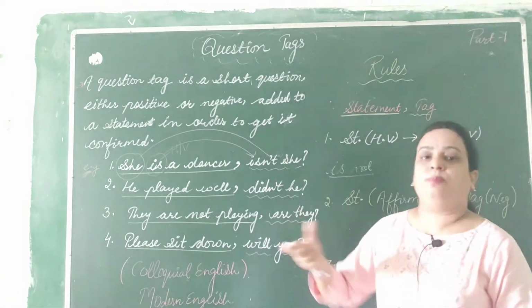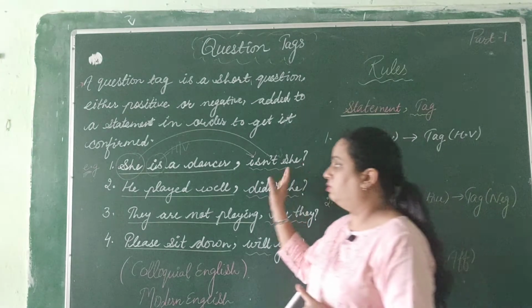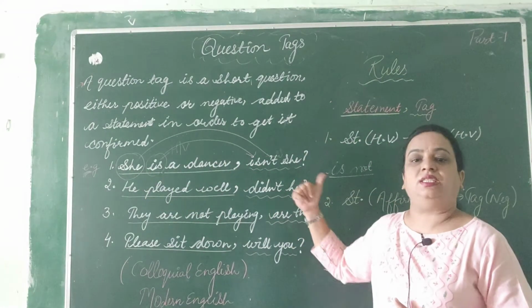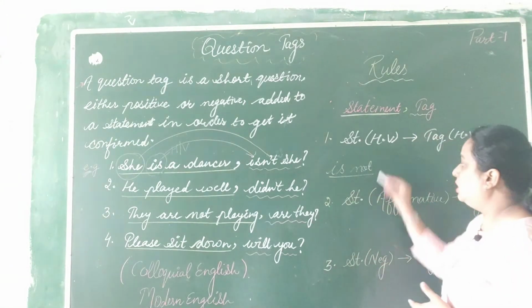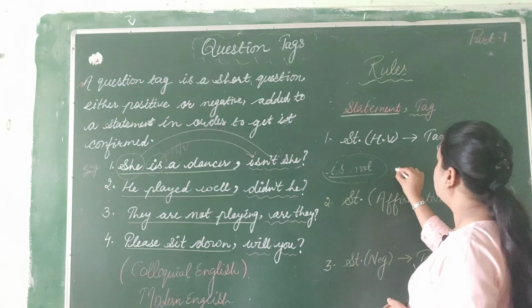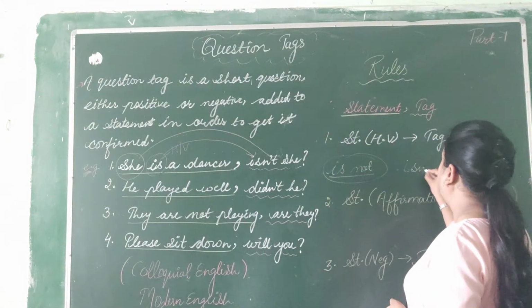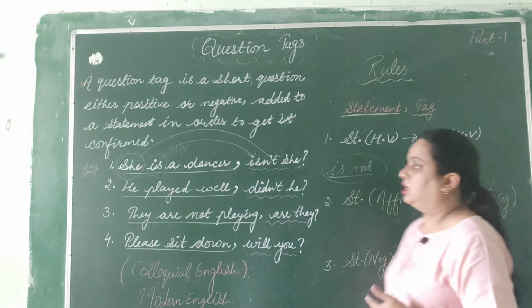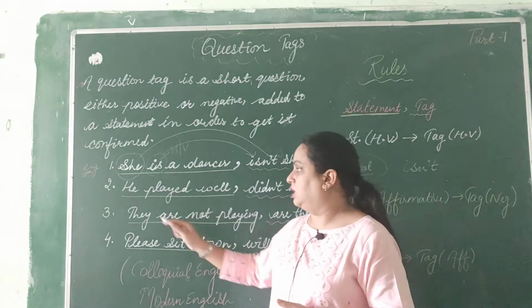That is possible with the help of the helping verb only. Like "is" here, in the question tag we have to do "is not", but make sure you use the short form of "is not". And what is the short form here? Isn't. Isn't, and then she. Let's understand the second sentence also.